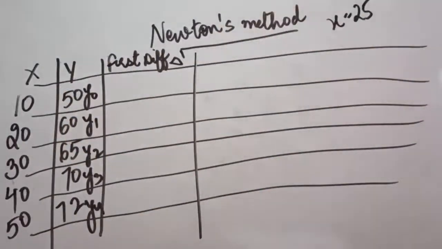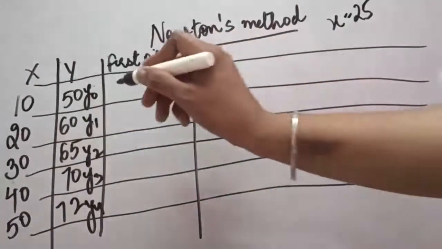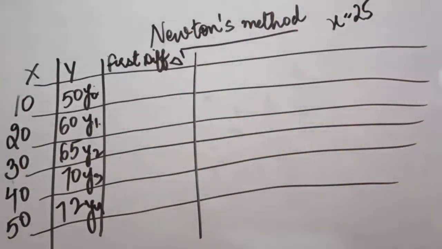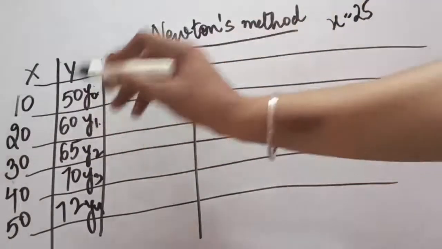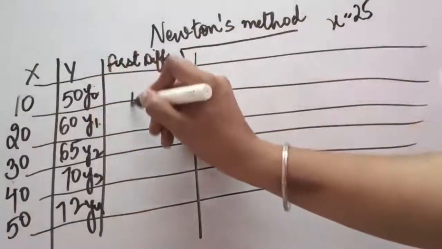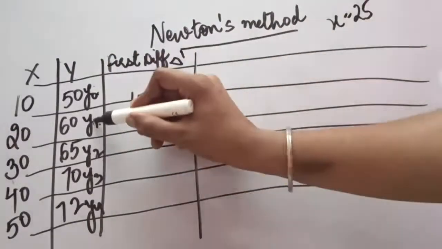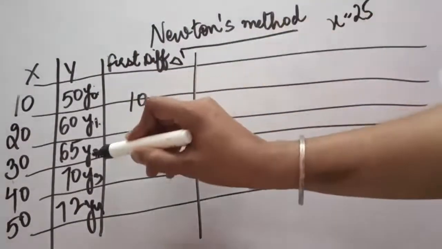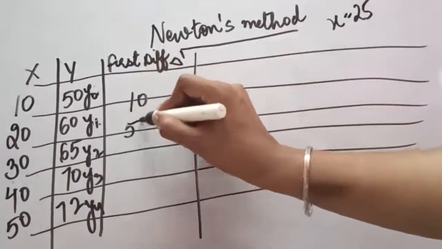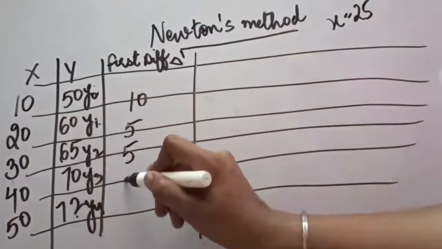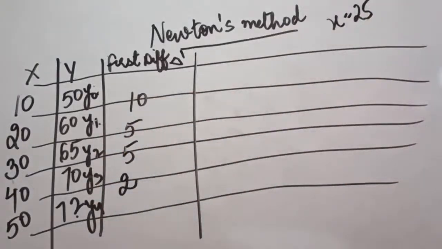So to calculate the first difference, you have to calculate y1 minus y0. So you can write over here y1 minus y0, second value minus first value. So 60 minus 50, it will be 10. So in the middle of these two we will be writing. The second will be y2 minus y1, second value minus first value. So 65 minus 60, this is the center, so 5 will come here. 70 minus 65, 5, 72 minus 72. Next is not possible, just leave it here. So this is the first difference.